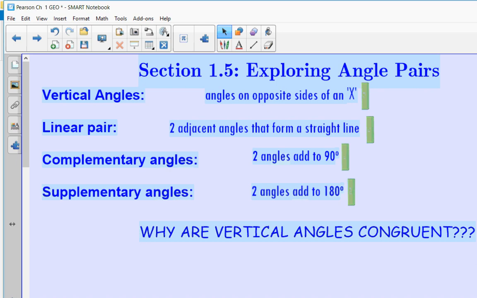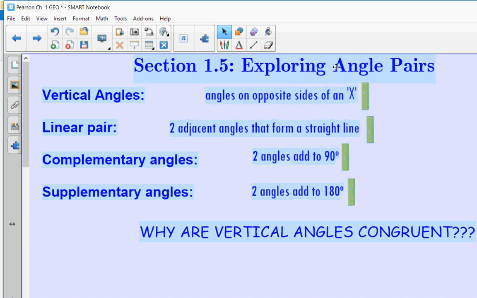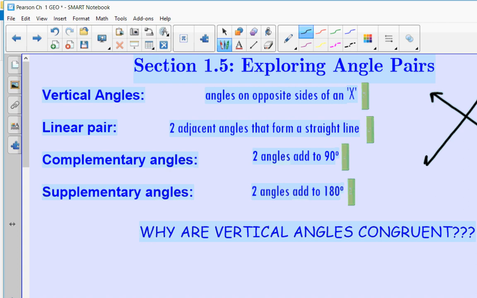Vertical angles are angles on opposite sides of an X. So let's just say I drew a line. Get my pen going here. Drew a line. Show my arrows, it goes infinitely, but then I draw another line to create something that looks like an X, okay? So that's where that comes from. Angles on opposite sides of an X. So this angle right here is opposite this angle right here.